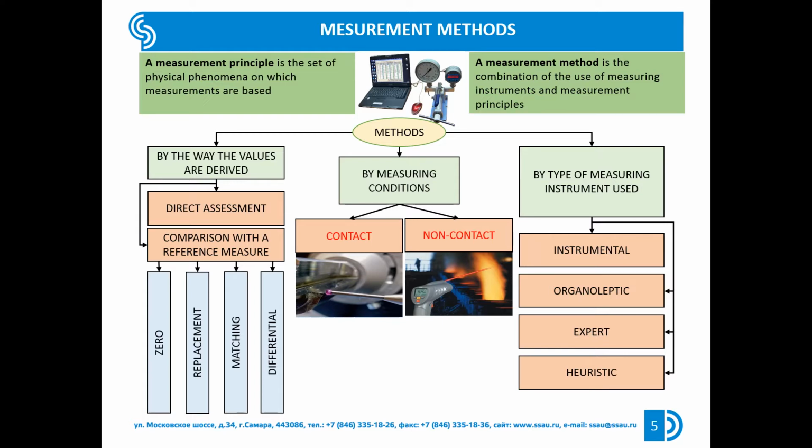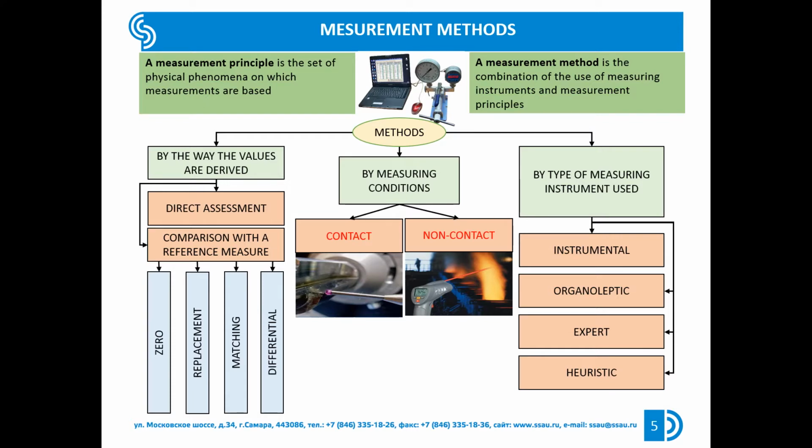A contact measurement method is a measurement method based on bringing the sensing element of an instrument into contact with the object to be measured. For example, measurement of the shaft diameter with a measuring clamp, or inspection with a bore and non-bore gauge. Measurement of body temperature with a thermometer.